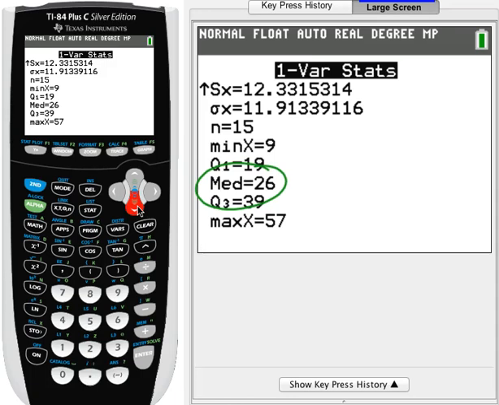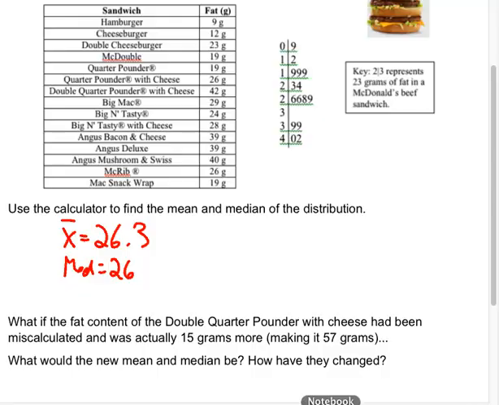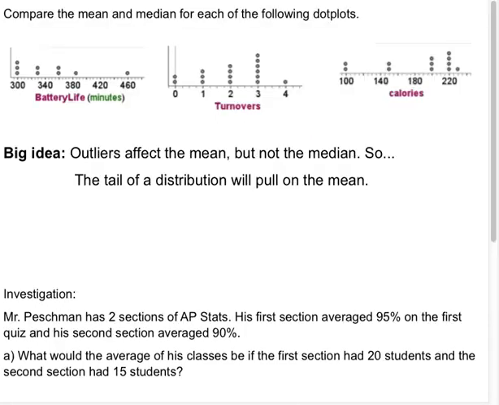So that's the interesting thing that you want to note about outliers and changing values. Whenever you change values, it's going to change the mean. However, shifting an outlier to be farther away or closer is not going to change the median at all. Medians are resistant to outliers, while the mean is not. So let's take a look at what that looks like. Let's expand on that idea.